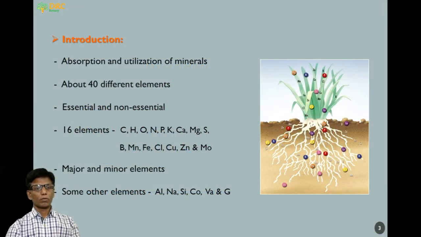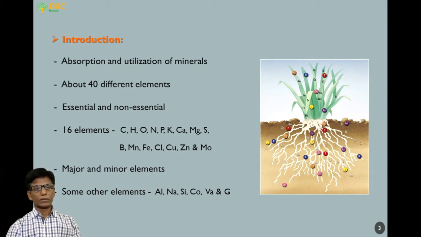We know that for the normal growth and development of the plants, they require elements. These elements are absorbed from the soil through the roots. Then these absorbed elements are distributed in all the parts of the plant body where they are utilized. This absorption and utilization of minerals is called mineral nutrition.